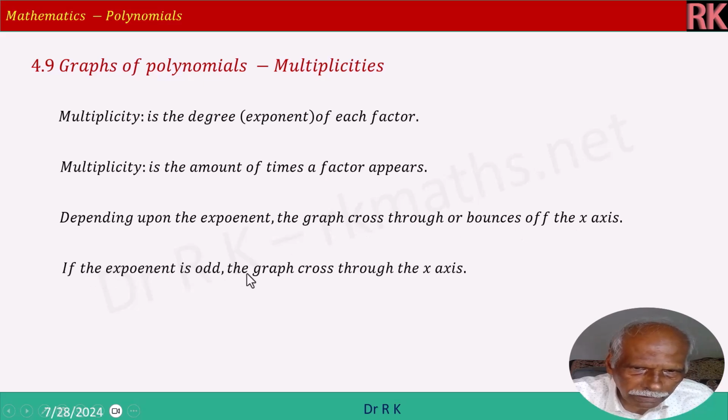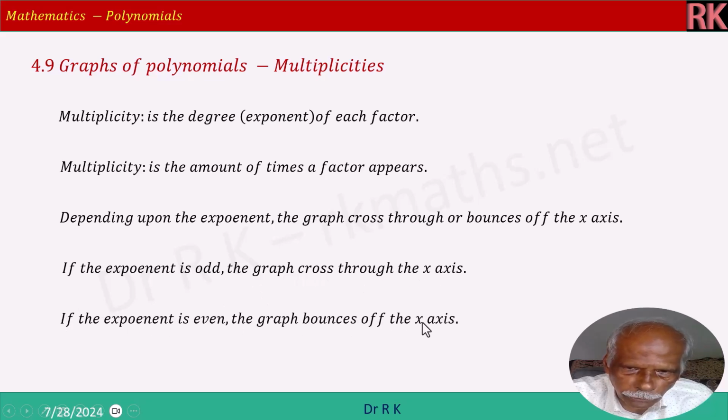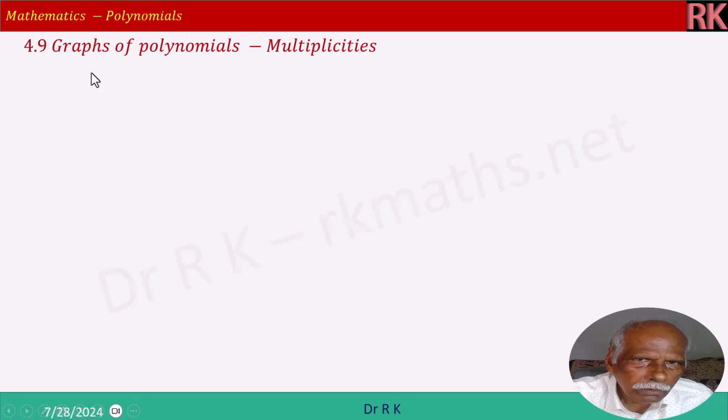If the exponent is odd, the graph crosses through the axis. If the exponent is even, the graph bounces off the axis. That means quadratic behavior. Here, crossing means linear behavior. We will see more on this.